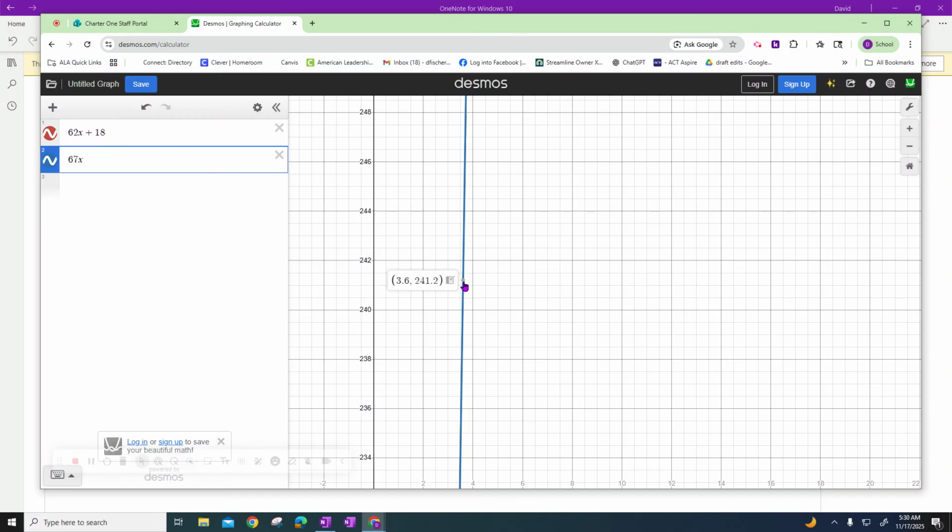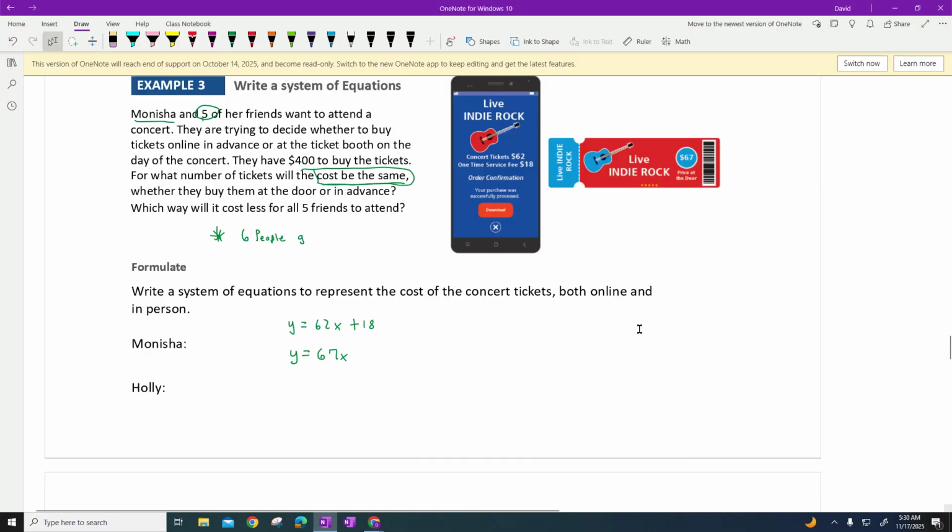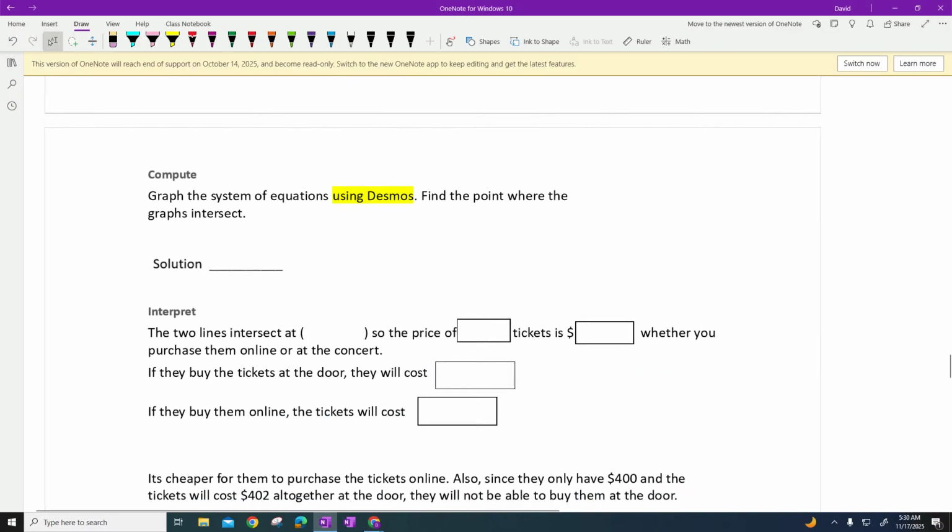I don't know what I just did there, but there's my dot where they cross. So I want to record that on my paper. I got 3.6, 241.2. So my solution was 3.6 and 241.2. So this is my ticket number, 3.6 and 241.2.